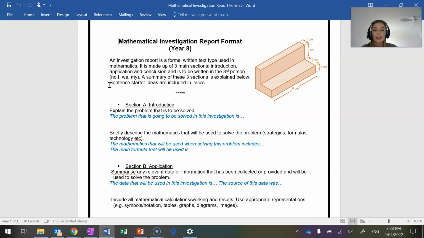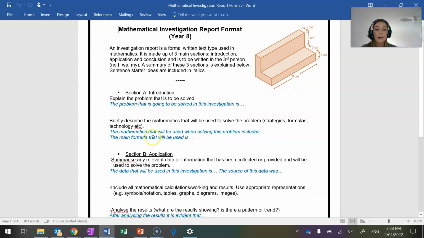So within your introduction, you need to explain the problem that you're going to solve, and you need to describe the mathematics that you're going to be using to solve the problem. So what strategies, what formulas, and what technology? Are you going to collect your data using something like SurveyMonkey online? Are you going to do it verbally by going into different classes and verbally asking questions? Or are you going to hand out a printed or written survey to collect your data?